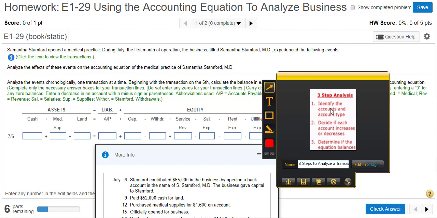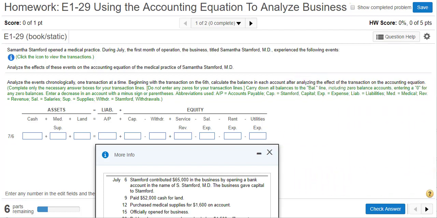The first step is to identify the accounts that are affected by the transaction and the account type. Then we're going to decide, are these accounts going up or down? Is cash going up, did we receive cash, or is cash going down, did we pay cash? And then we will determine if the equation balances afterwards, because the accounting equation always has to balance. So on July 6th, the owner contributed $65,000 cash, so we know cash is affected.